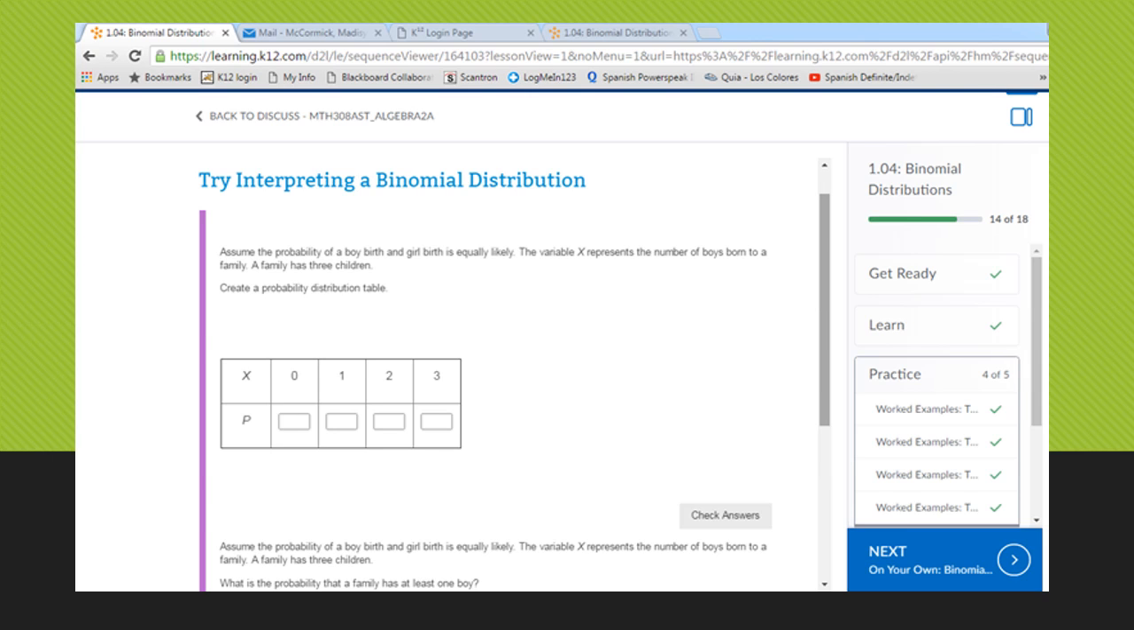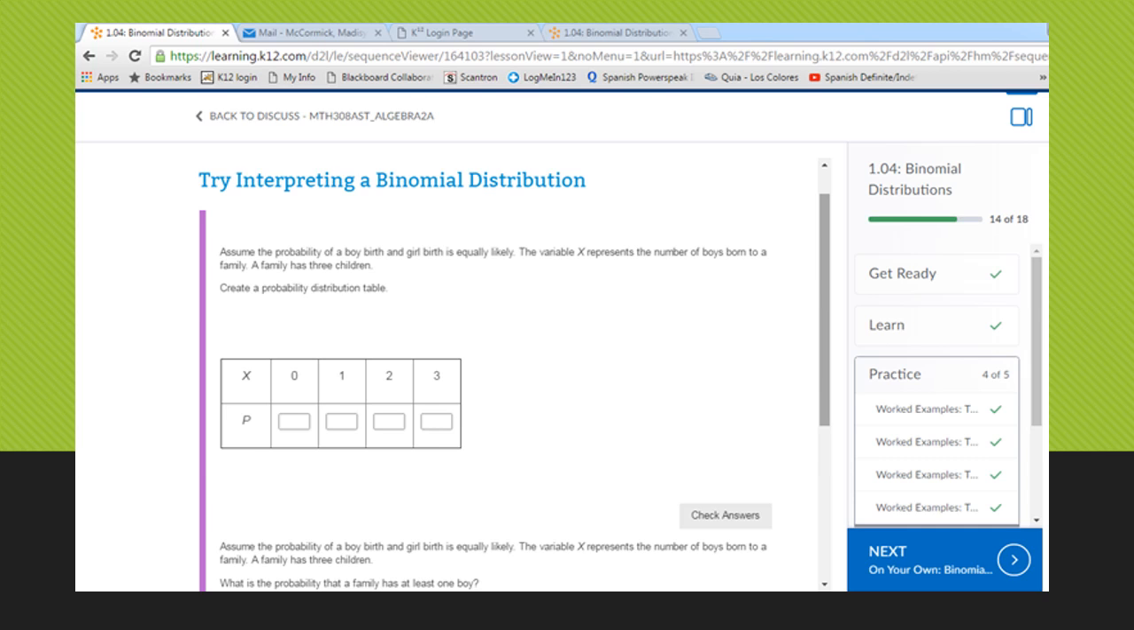So binomial distribution is really just a fancy way of talking about the probability of an event occurring. And this is a great example from the curriculum. The binomial distribution problem is saying that, assuming a boy and a girl birth are equally likely, it's just as likely to have a boy as it is to have a girl. The variable x represents the number of boys born to a family.